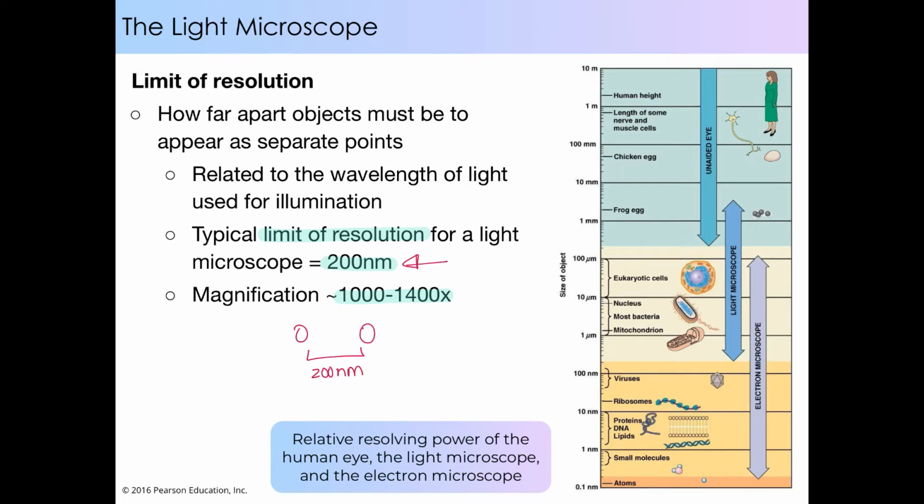If the objects are closer to each other than 200 nanometers, you would not be able to see them as separate points using a microscope that had a limit of resolution of 200 nanometers. So the lower the limit of resolution of a microscope, the better the microscope is, since it will have a higher resolving power, which is the ability to see fine details. And the limit of resolution of microscopes is determined in part by the wavelength of the light that is used for illuminating the sample. So shorter wavelengths are going to provide lower limits of resolution or better resolving power.